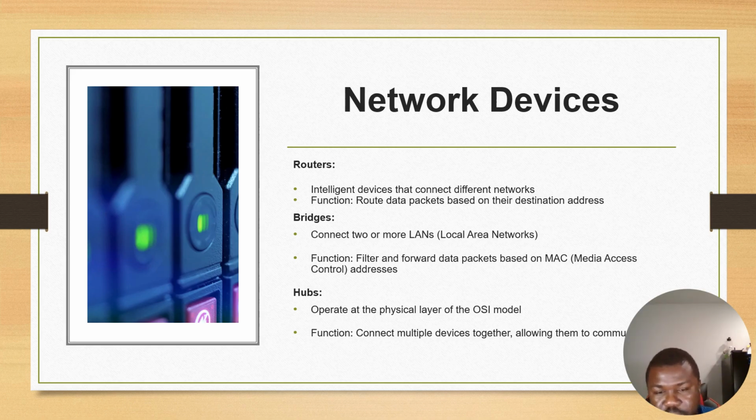Now, the next thing that we're going to talk about are bridges. Just like the function of a typical bridge, bridges connect two or more local area networks. Their main function is to filter and forward data packets based on the media access control addresses on the LANs. And then the other device we're going to talk about is a hub. Just like the name implies, hubs operate at the physical layer of the OSI model, and their key function is to connect multiple devices together, which then allows them to communicate with each other.